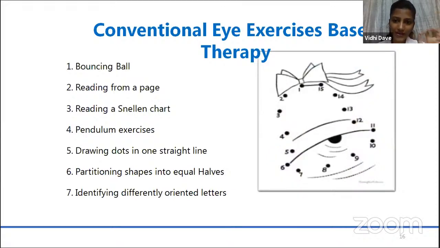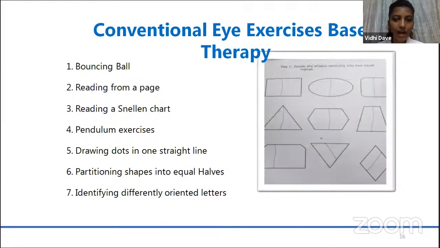Drawing dots in a straight line, then partitioning shapes into equal halves. Researchers say that children with amblyopia lose the sense of what is the center of an object. So here we start with bigger objects and slowly start reducing the size of the objects, and the child is supposed to mark the center of the object. You can make the child mark vertically, horizontally, diagonally, any which way.